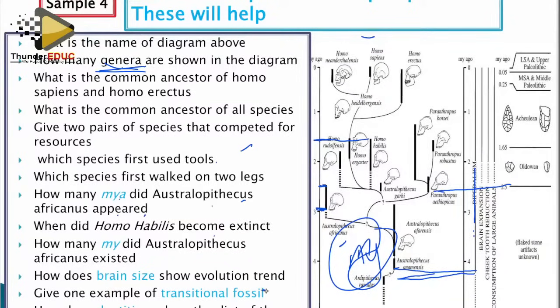Give an example of a transitional fossil. We said it is Karabo. How does dentition show the diet of the species? Large canines mean that they are feeding on rough food, and smaller ones show that they are feeding on fruity food.